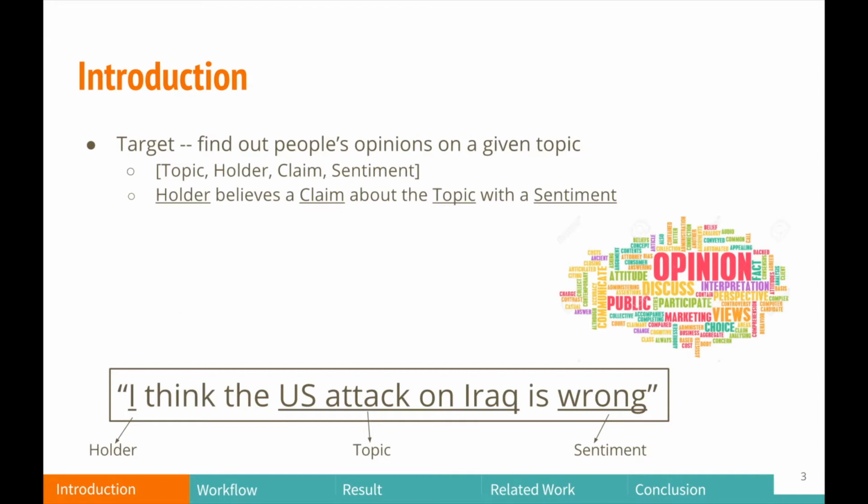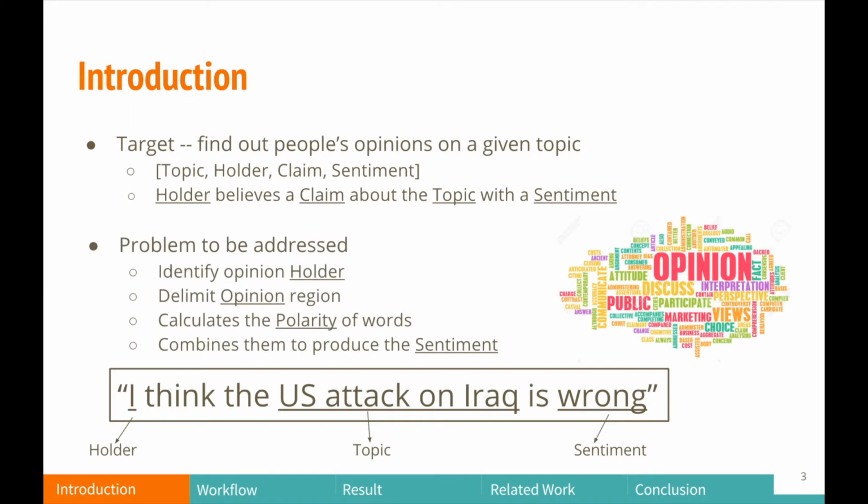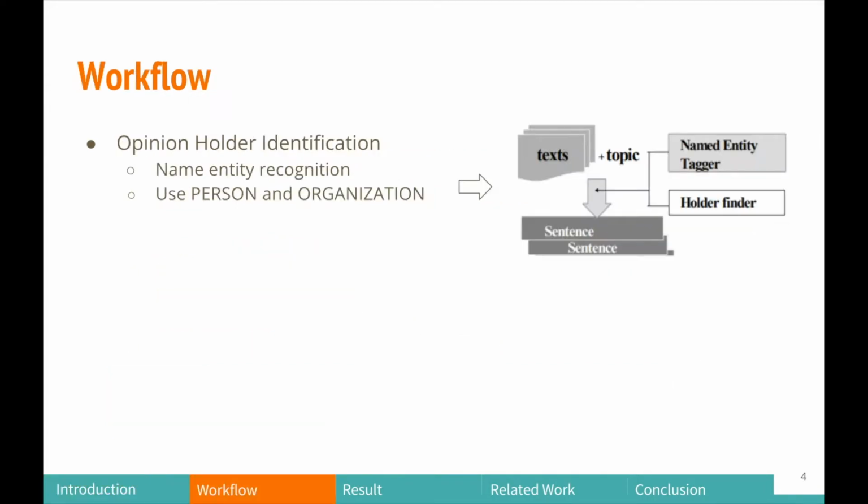To achieve the target, there are four steps. First, we have to identify the opinion holder. Second, we delimit the opinion region. Then, we calculate the polarity of words. And finally, we combine the word polarities into a sentiment.